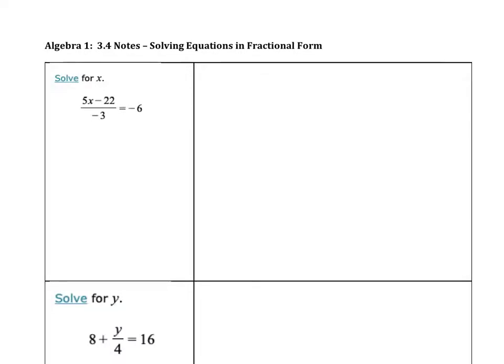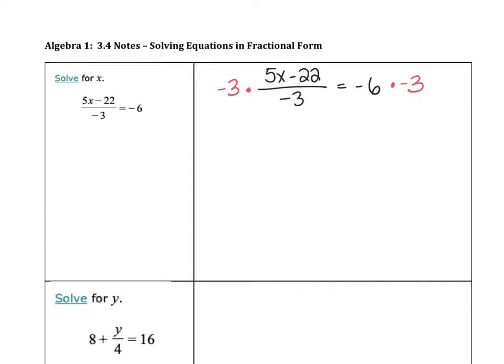So what I'm first going to do is rewrite the problem over on the right here where I have all this space. So we have 5x minus 22 divided by negative 3 is equal to negative 6. When you see an equation like this, the first thing you're going to do is get rid of the dividing by negative 3 first. To get rid of dividing, we're going to do the opposite, and multiply both sides by negative 3. Always both sides. You always do it to both sides of the equation.